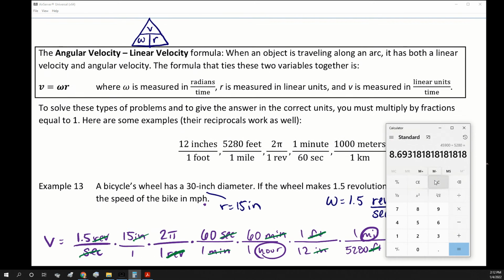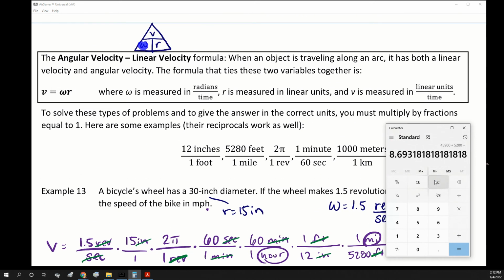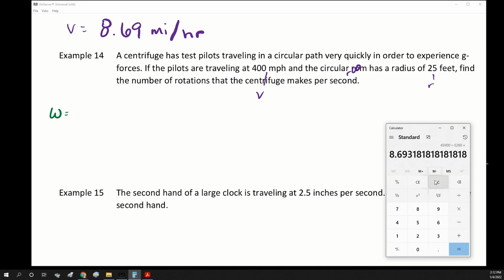So according to our formula, to find angular velocity, you're going to divide linear velocity by r. Now, because we have all these crazy fractions, instead of dividing the linear velocity by r, what we're going to do is multiply the linear velocity by the reciprocal of r. And then all the work is going to come from getting it to be the right units. So 400 miles per hour needs to be written that way. And we're going to multiply that by 1 over the radius.